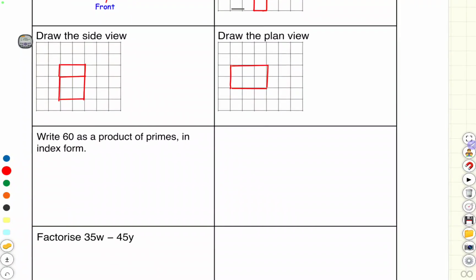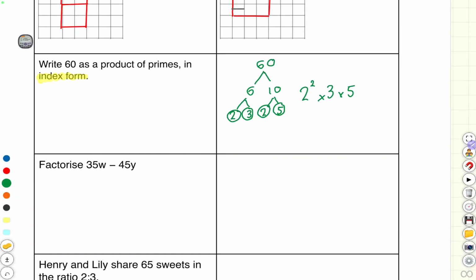On to question number 2, writing 60 as a product of its primes, and we must make sure that we write it into index form. That's the final thing that it's asking us. So we're going to do 60 at the top of a factor tree, 6 and 10. I'm always going to choose 10 if my number ends in 0, because then that's going to break down into 2 and 5 in the next step. And then 6 can break down into 2 and 3. And in the end, I'm going to get 2 lots of 2, which is 2 squared, times by 3, times by 5. And that's my final answer for that one.